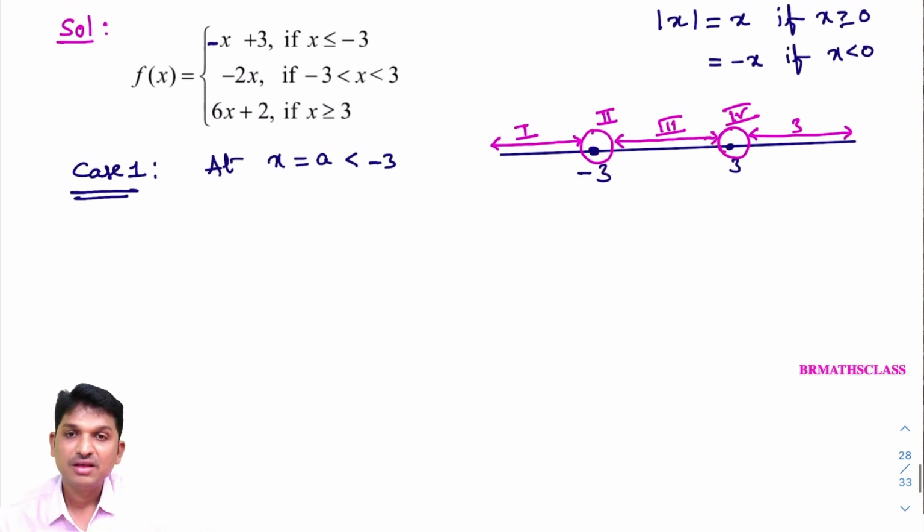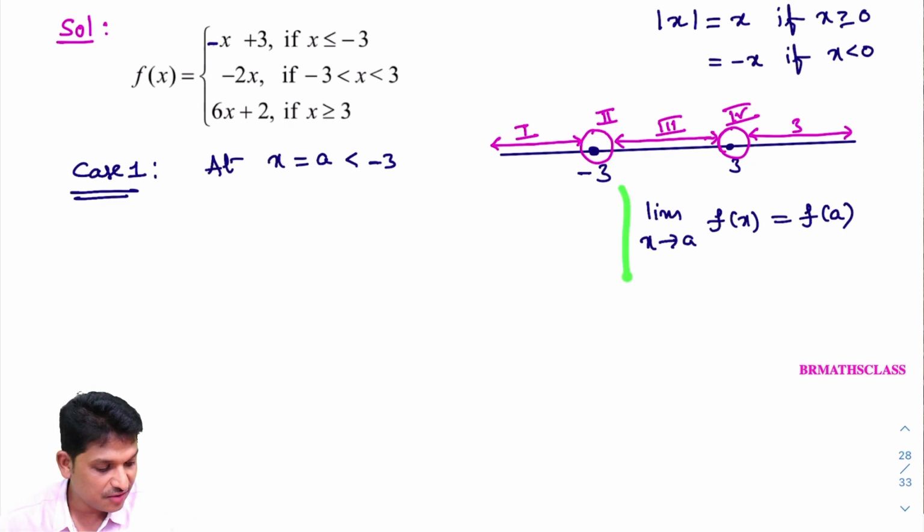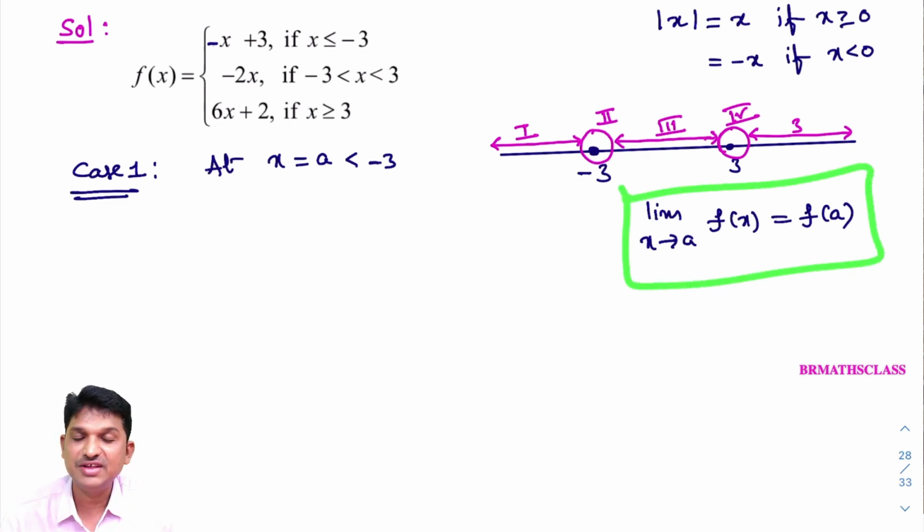Hero of the story. What is the hero of the story? In this first exercise, if you know the previous classes, you can easily say the hero of the story is limit as x tends to a of f of x equals f of a. Then we say that the function is continuous at x equal to a. This is the hero of the story.